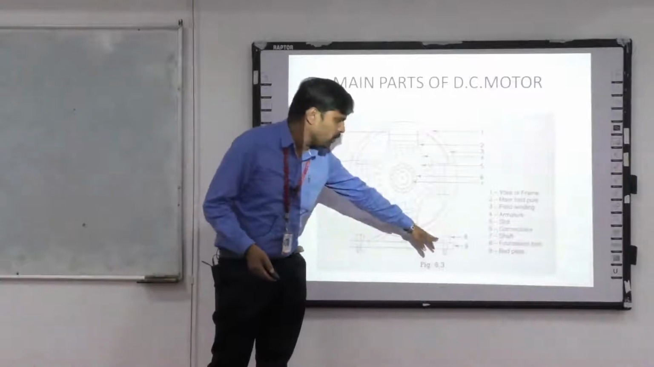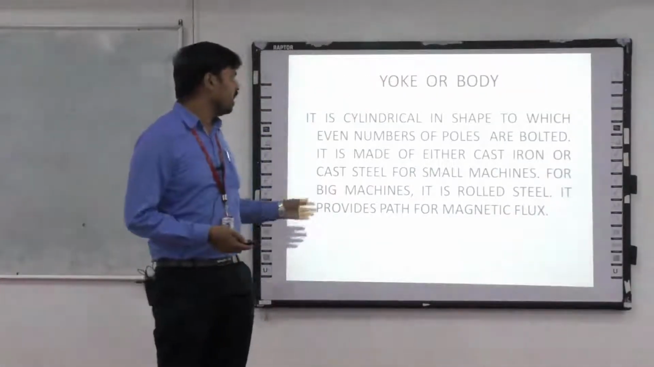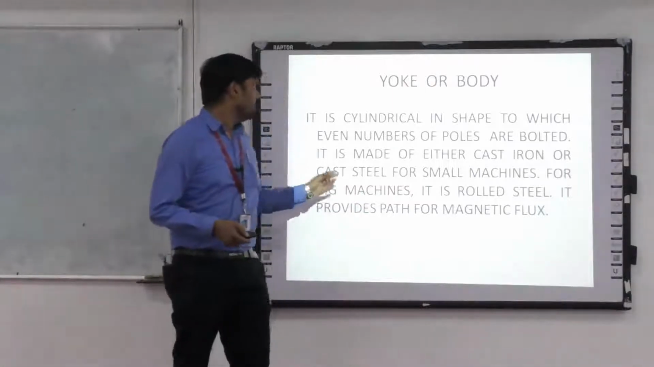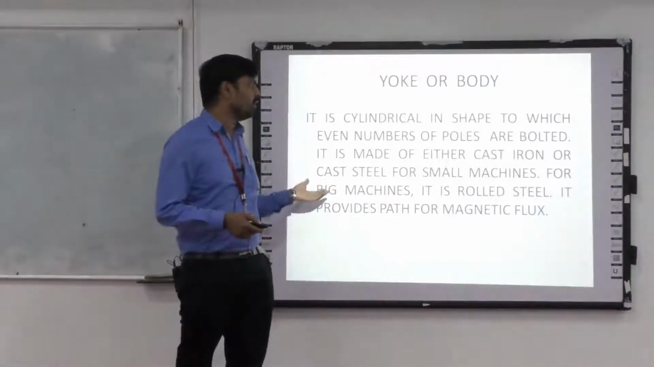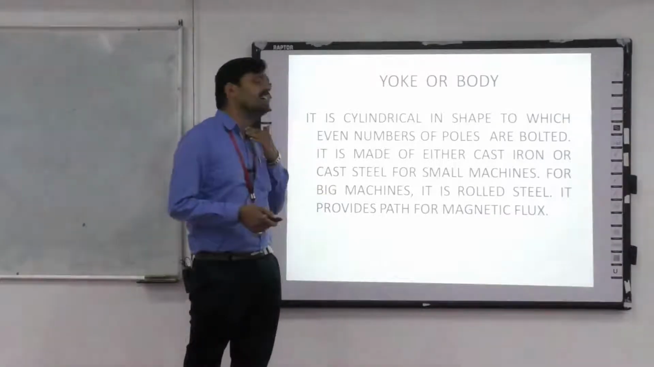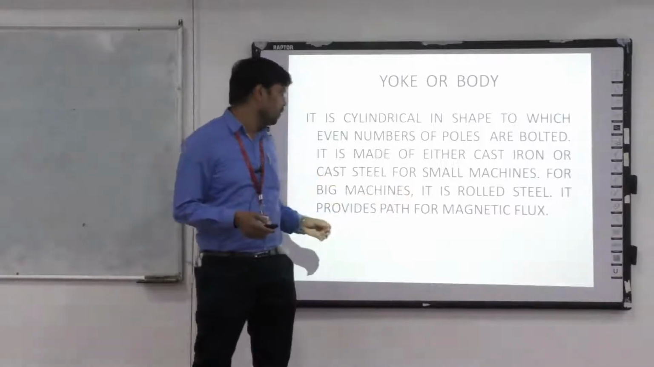Then the next one is the foundation bolt and the bed plate. Right? So it's a yoke or body. You see that an even number of poles are bolted. It is made up of cast iron. What we are doing is cast iron or cast steel for small machines. For big machines, we can use rolled steel.